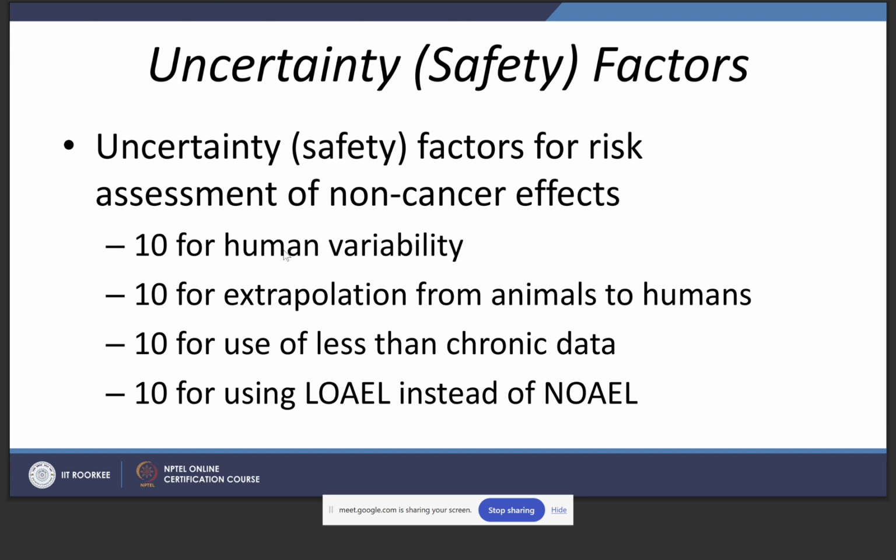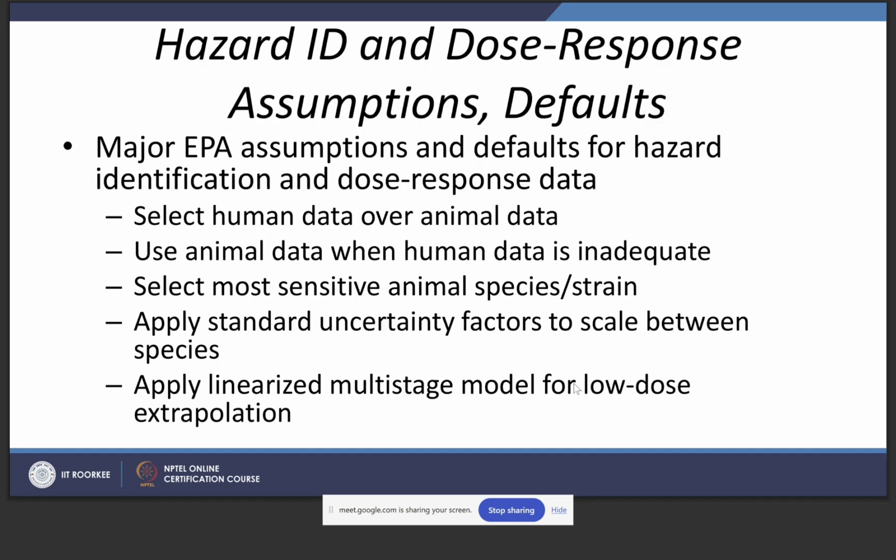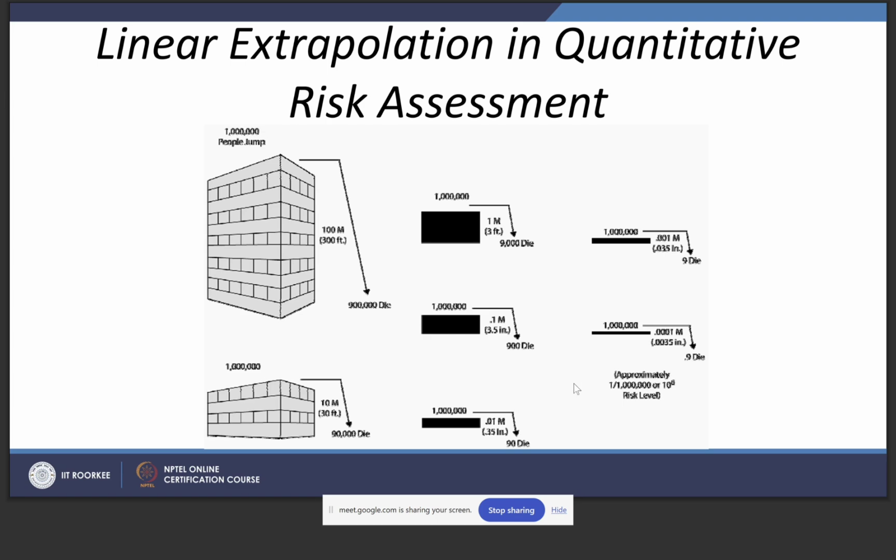because we are doing the trials on animals. And 10 is used for use of less than chronic data, because we do the trials for some limited period of time, so we do not have that much data for a very long time. That's why 10 is taken as a safety factor for this, and then if we are using LOAEL instead of NOAEL, then again we need to apply a safety factor. So again, go through these in the lectures.